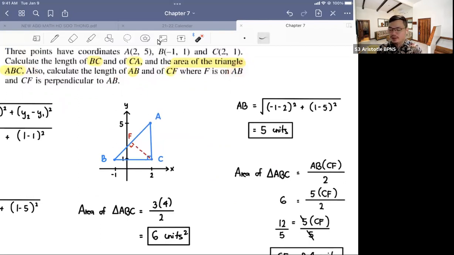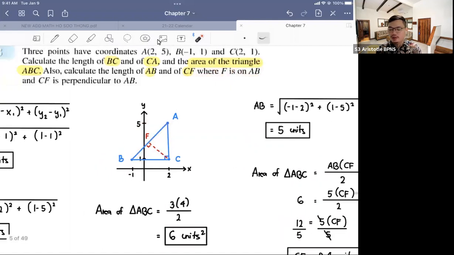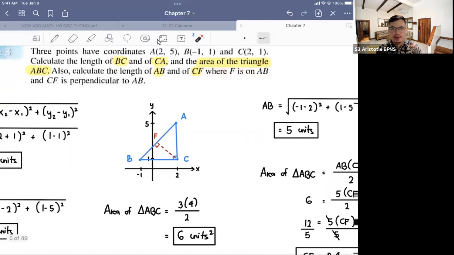Now, class, listen. If you see this phrase or part of a question, F is on AB, that means that point F is lying on line AB. So let's say this is line AB, right? So point F is along this line. It's somewhere along this line. We don't know yet because it will define where the point is.